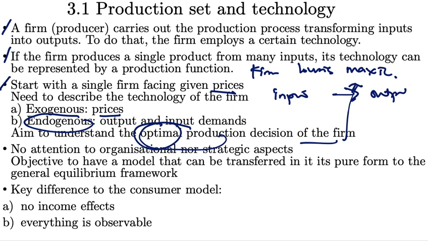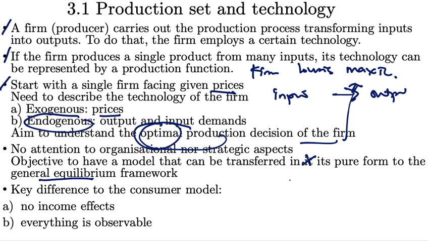Remember, we just want to study the production technology, production set and whatnot. We are not studying management. Therefore, we don't pay attention to organizational strategy aspects of this factory or firm and whatnot. Because the objective here is to have a model that can be transferred in its pure form to the general equilibrium framework. So when I say the general equilibrium framework, it means what?